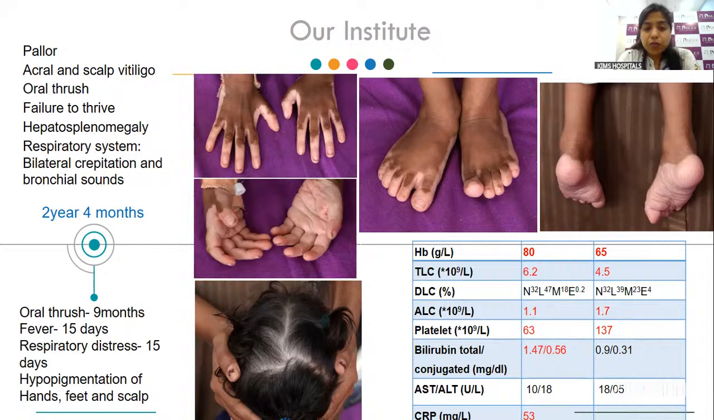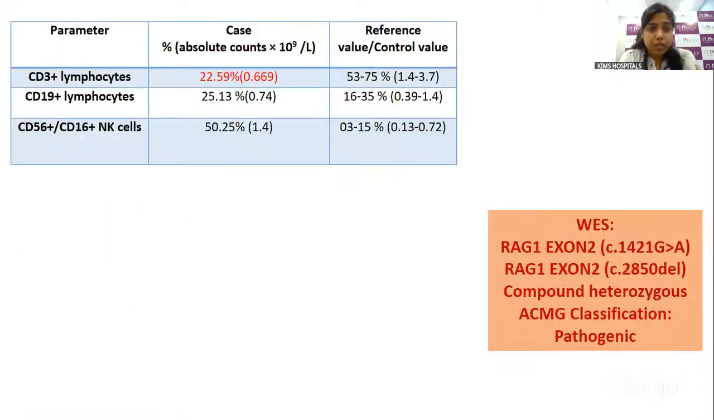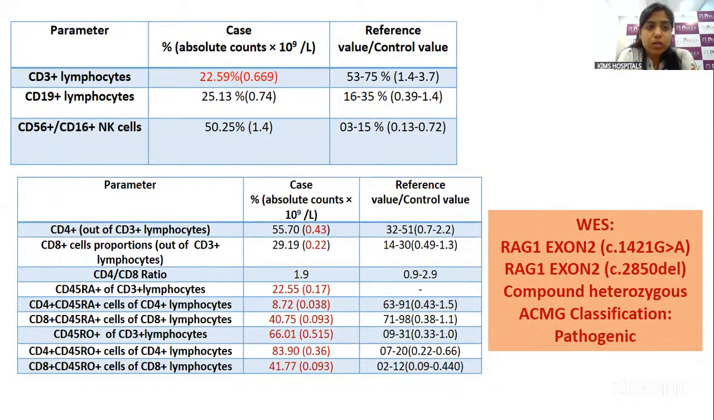Because of the early presentation and multiple infections, including fungal and bacterial infections, along with autoimmunity, we thought it could be some hypomorphic variant of SCID or a combined immunodeficiency. So we did a lymphocyte subset in this child, and we found that the child had low CD3, that is, T cells were low, even though B cells and NK cells were normal. We did a subclass analysis of T cells and found that the naive cells were low compared to the memory T cells.